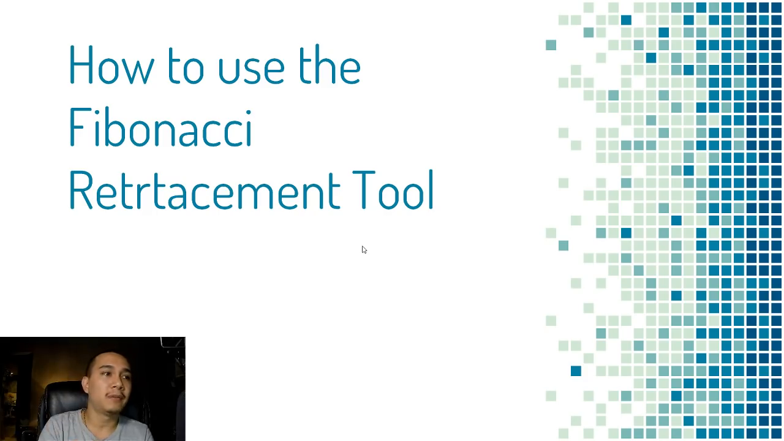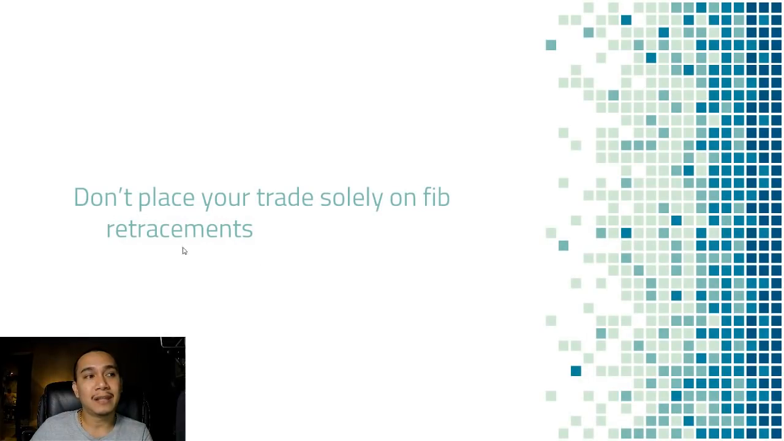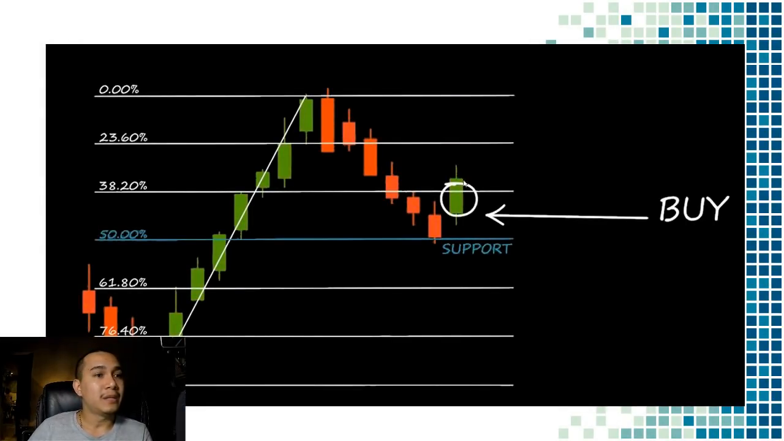How to use Fibonacci retracement tools, right? Wait for the retracement and near the 50% level, wait for it to make a support and a confirmation. That's your entry point. I just discussed it earlier, right? Don't place your trades solely on Fibonacci retracements. Don't use only Fibonacci retracement. Use it with other technical analysis tools like RSI, MACD if you can, right? So this is your entry. So this is an image of how you do an entry.